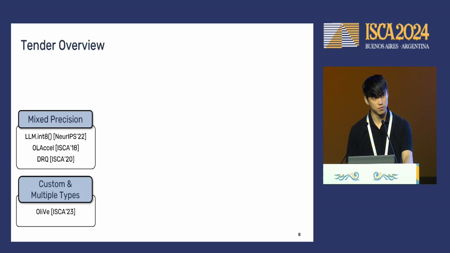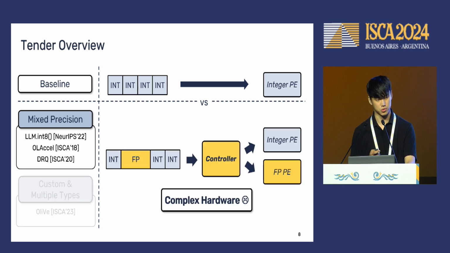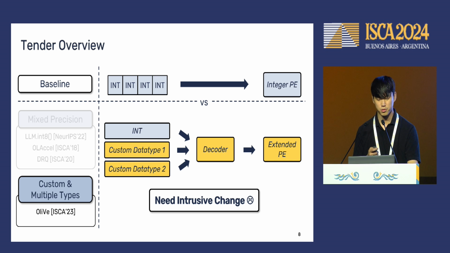Since per column has a large overhead, prior works try different ways to handle outliers while balancing accuracy and performance. We compare these works with a baseline where the entire computation uses an integer processing element. The mixed precision approach represents outliers with more bits. It leads to complex hardware because it requires mixed PEs and often a controller to fetch mixed precision values and send them to the right PE. Next, recent work uses multiple data types, including custom types, to represent outliers. To support these types, it needs an intrusive change for a decoder and extension of the PE.